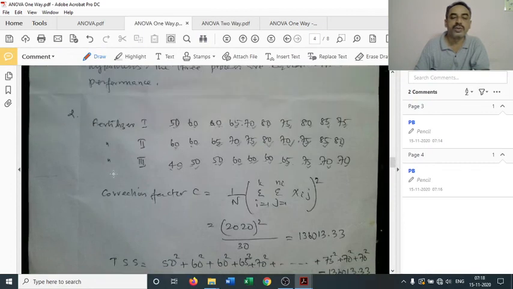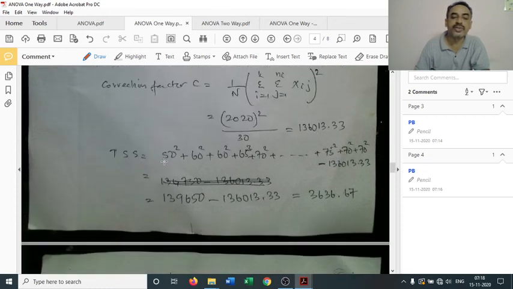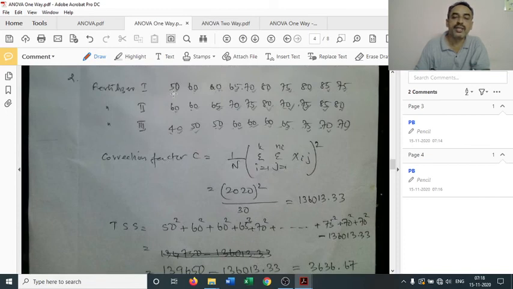So that is why H0, I have not written H0 here. It is H0: mu1 equals mu2 equals mu3, and that means that all the three fertilizers are equally good in the yield of wheat. So the next step is finding the correction factor. It's again like finding the sum of all values and its square divided by n. It is 2020 square by 30, and it is 136013.33.